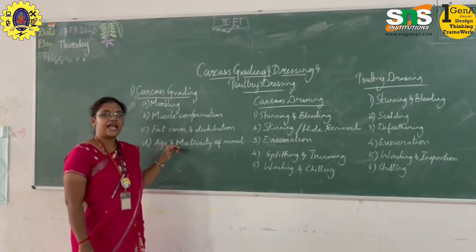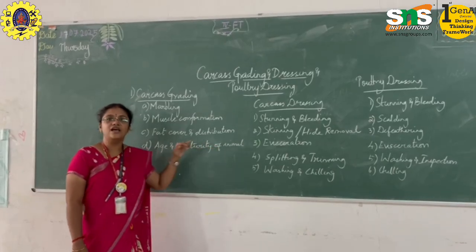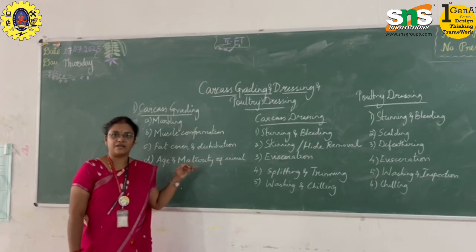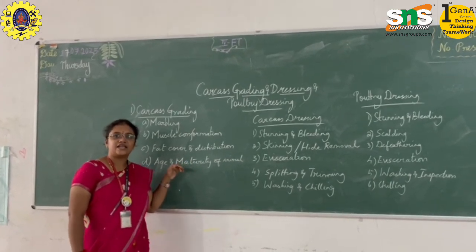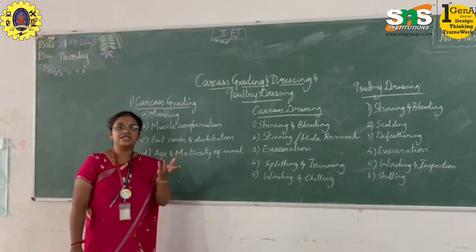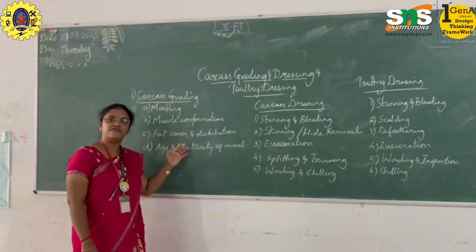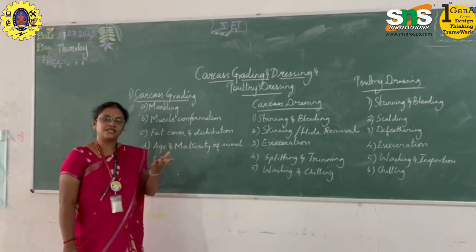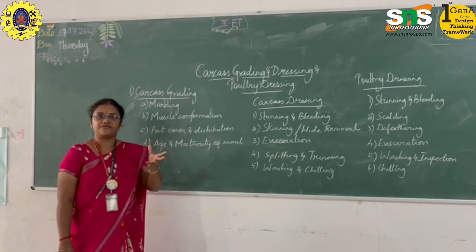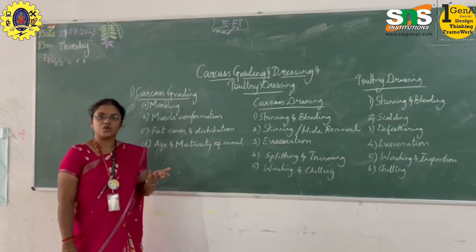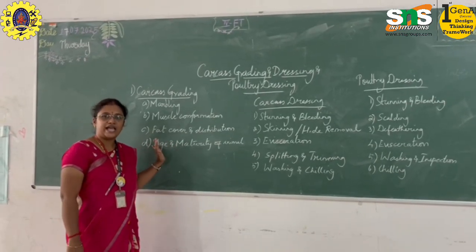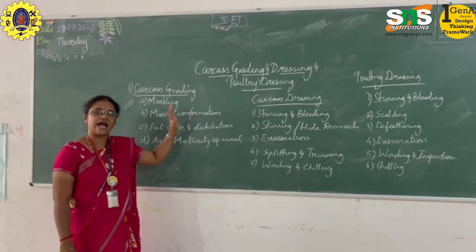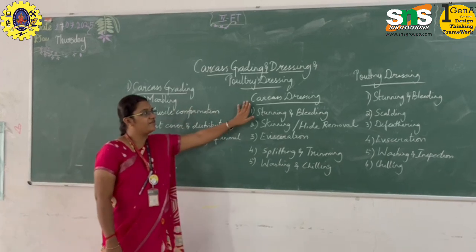And the next one is the age and maturity of the animal. Based on the animal's age, whether it is a more matured animal or a lesser age, the muscle tissue plays a very major role, because when the animal is more matured, the muscle tissue will be tougher. It will not be tender when we are cooking the particular carcass. So the age and the maturity of the animal is one of the main factors under carcass grading.